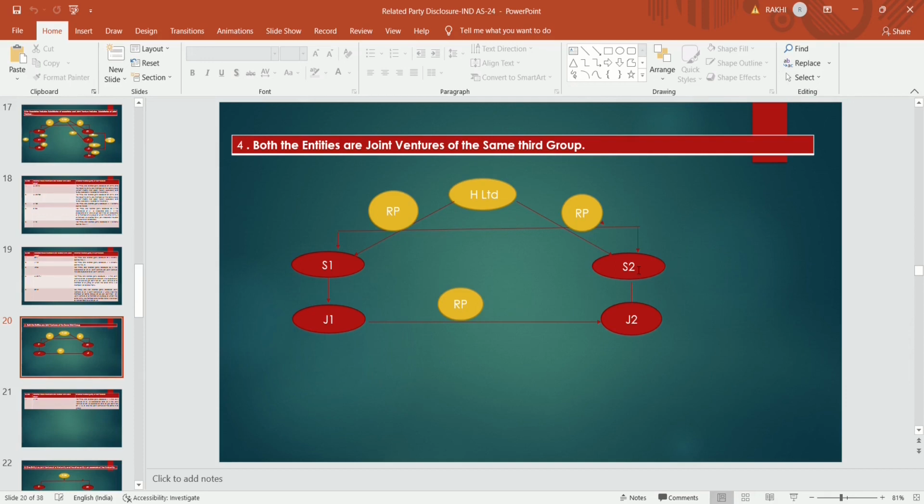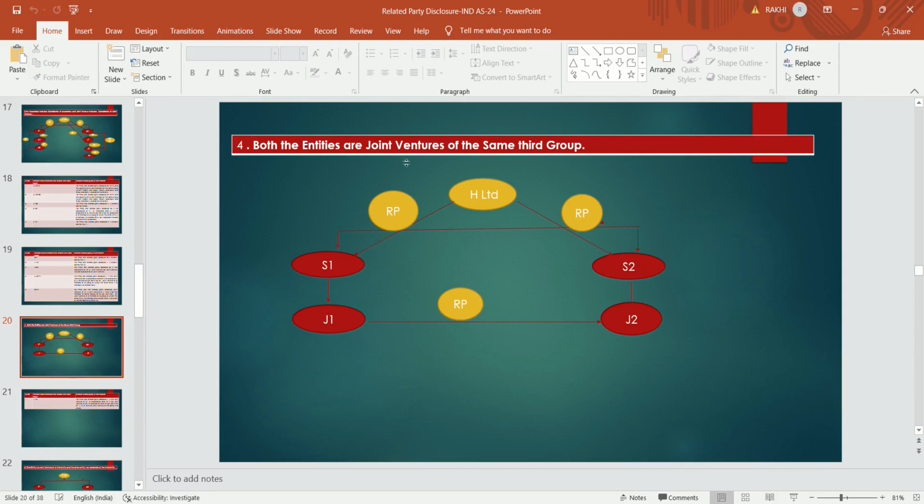Suppose H Limited is the holding company and it has two subsidiaries S1 and S2. S1 is having a joint venture J1 and S2 is having a joint venture J2. Whether J1 and J2 are related party or not? H Limited is the related party of S1, that we all know. They are in the same group, a parent and subsidiary relationship, and S2 is also related with H Limited. J1 is the joint venture of a member of the group and J2 is also the joint venture of a member of the group, S1 and S2 being members of the group. So the question is whether J1 and J2 are related or not.